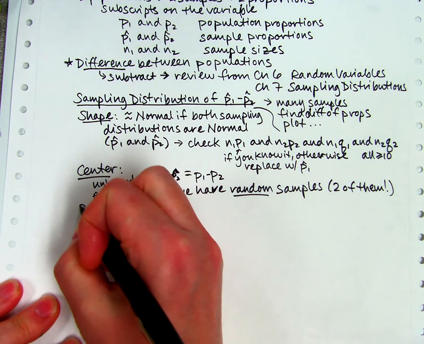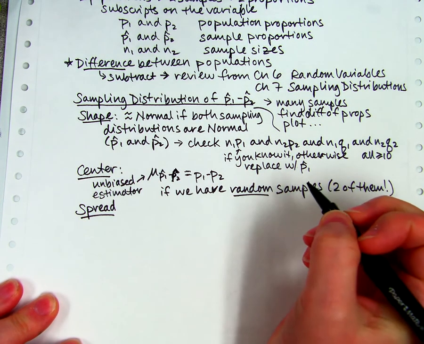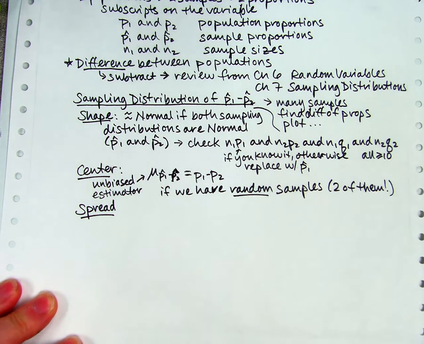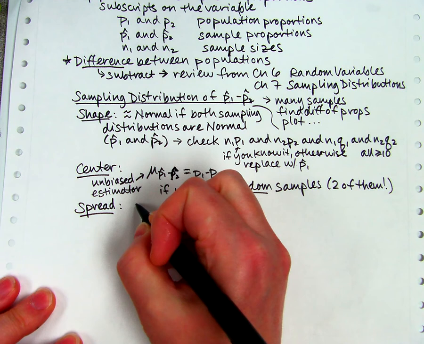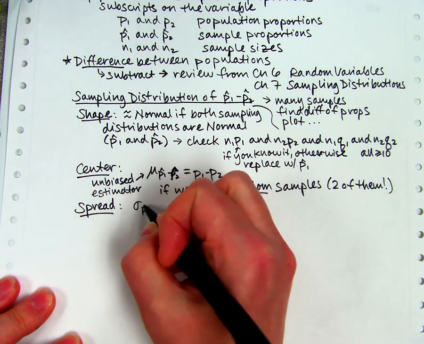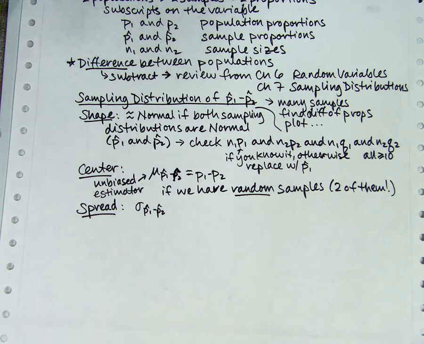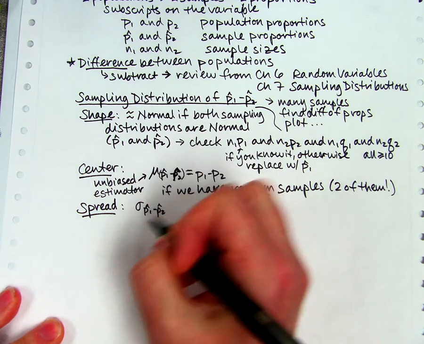All right, spread. This is hopefully starting to sound a little familiar. We're doing the stuff we did before. We're just doing it with 2 different things. And same thing happens with spread. We're going to talk about the formula for sigma P1 hat minus P2 hat. So if you take the standard deviation of all of those, some books put a parenthesis around these, and maybe that would be more clear.